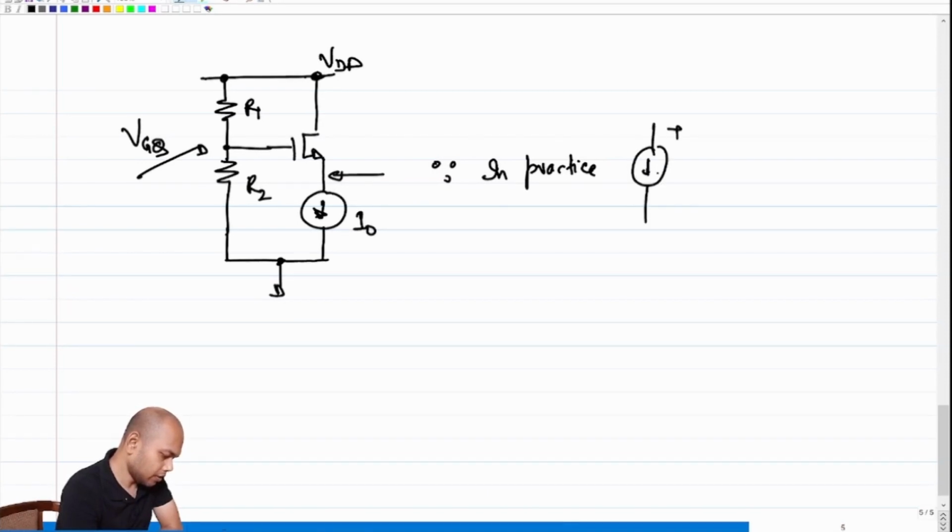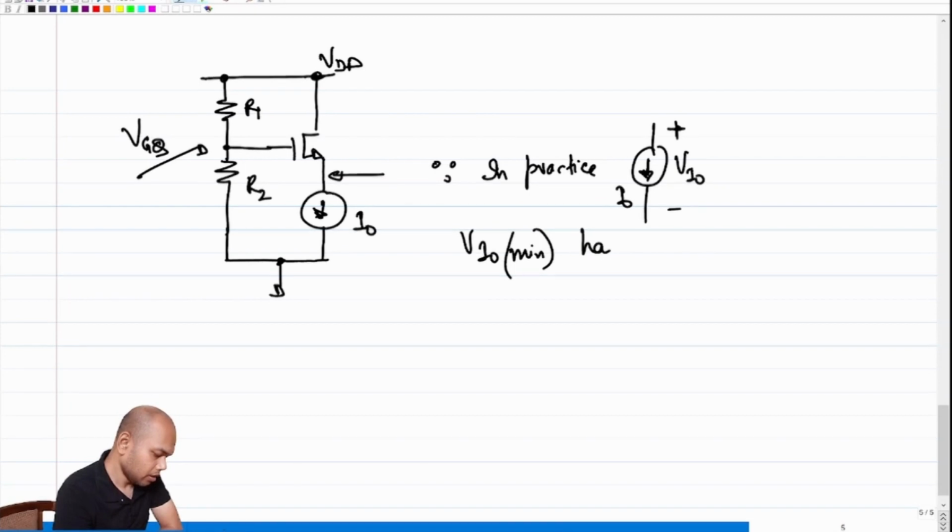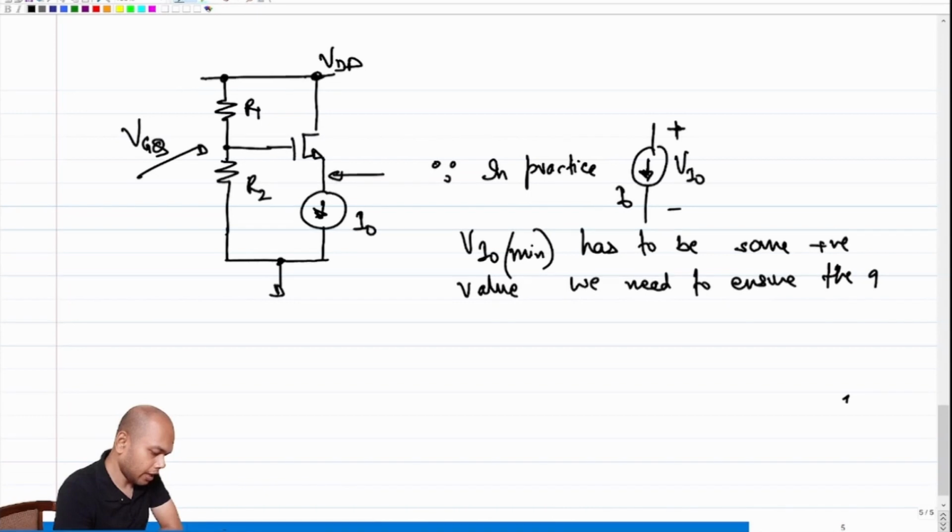So since in practice, if this is I naught and this is the voltage across I naught, let's say that V I naught, in practice V I naught minimum has to be some positive value, we need to ensure the gate of M1 is biased appropriately.